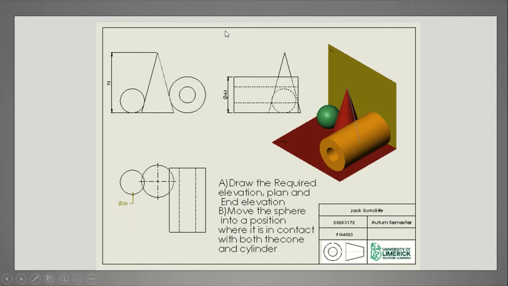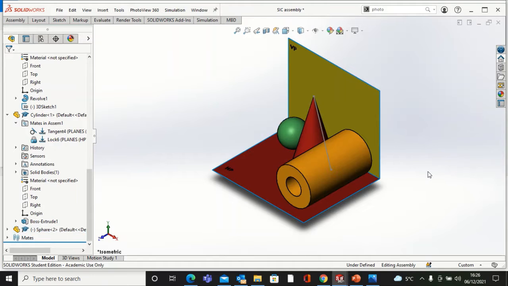Our question is split into two parts. Part A is draw the required elevation, plan and end elevation, and Part B, students are tasked to move the sphere into a position where it is in contact with both the cone and the cylinder. Here we have a fantastic model that can be used to show this question to students with a 3D representation.